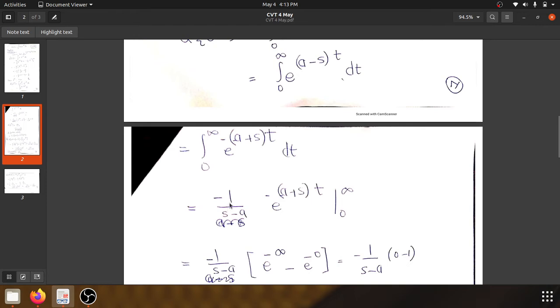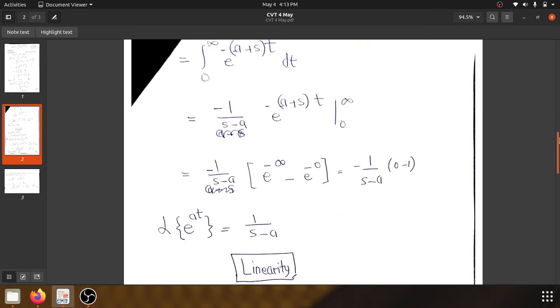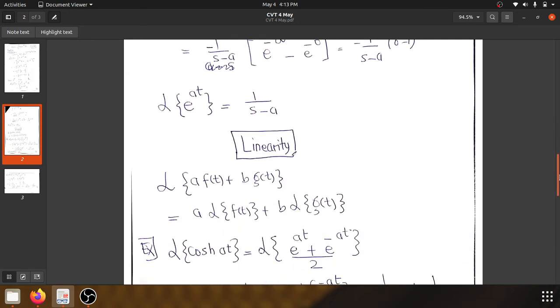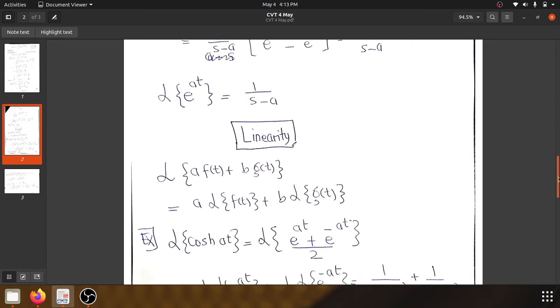So if we integrate, this comes out to be minus 1 over s minus a times e to the minus s minus a t, plugging the values of infinity and 0 as the limits, and it comes out to be 1 over s minus a. So Laplace transform of e to the at is 1 over s minus a, right? There are some interesting properties of Laplace transforms.